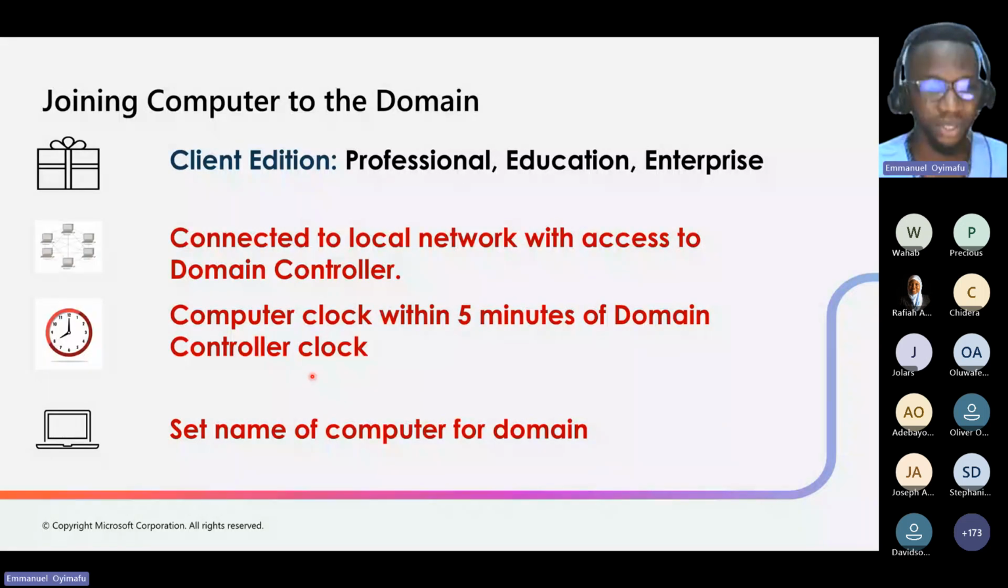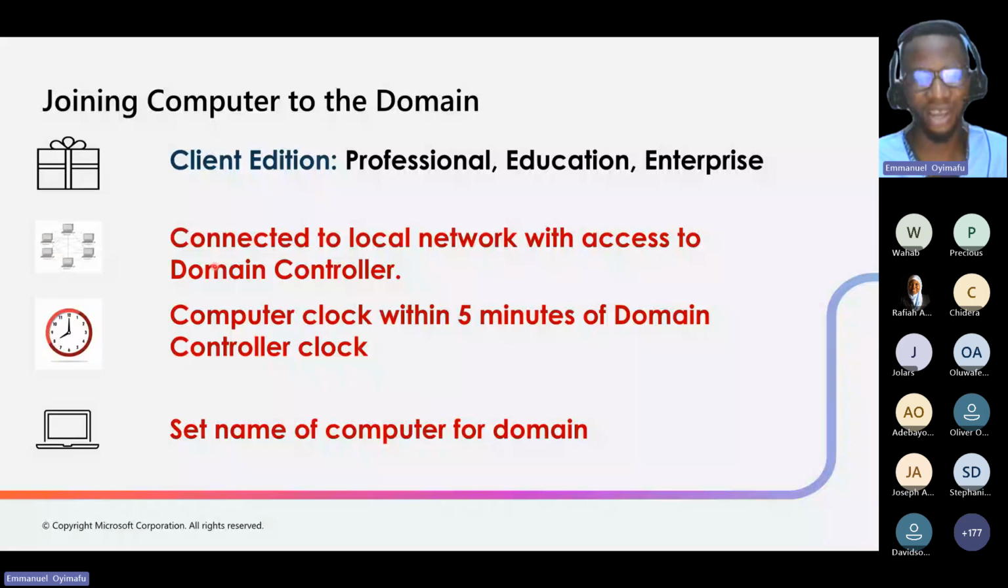Then the next thing that is very important is the computer has to be connected to a local network with access to the domain controller. So in this scenario, what it means is that the computer needs to have network connectivity to the domain controller. So it is that network connectivity that it has to the domain controller that will enable you to join that computer to the domain.